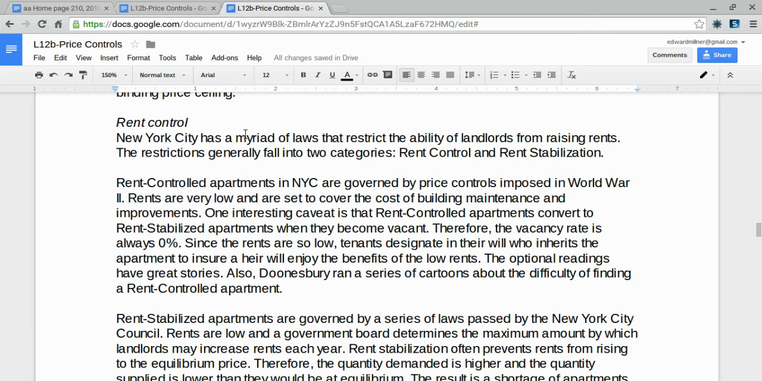Since rents are so low, tenants designate in their will who inherits the apartment to ensure that an heir will enjoy the benefits of the low rents. The optional readings in the preparation section have great stories about rent-controlled apartments in New York City. Also, Doonesbury ran a series of cartoons about the difficulty of finding a rent-controlled apartment.